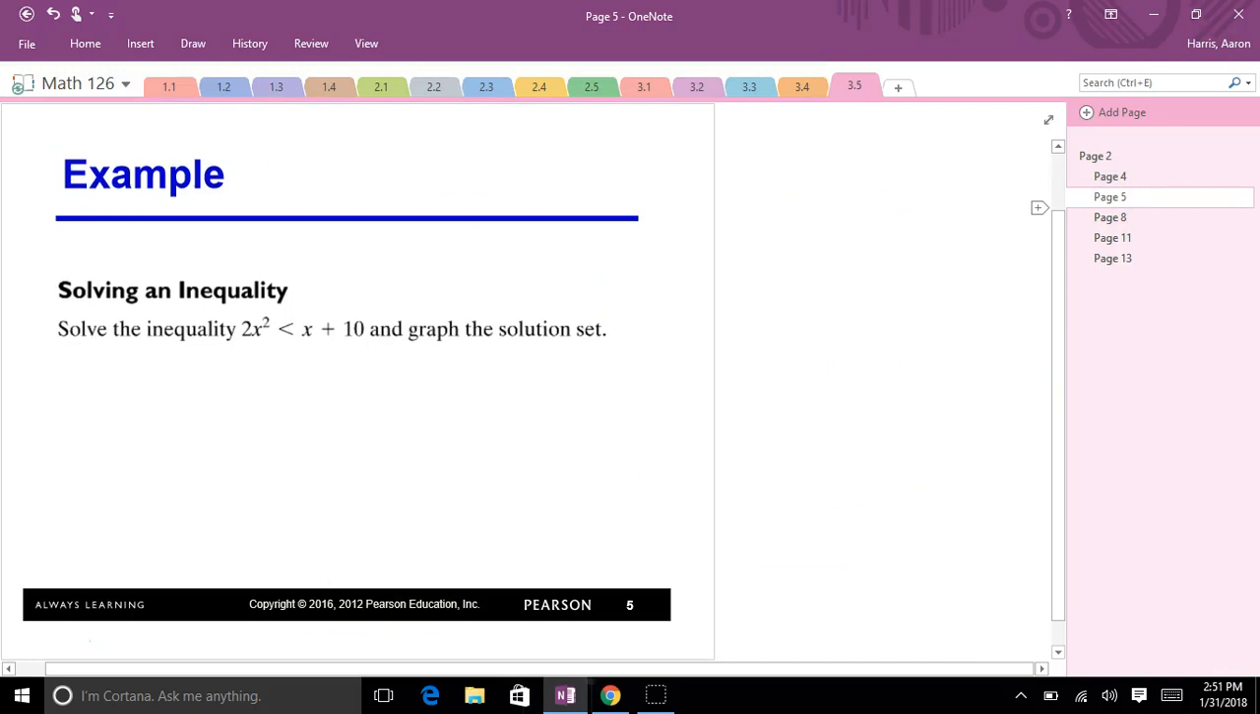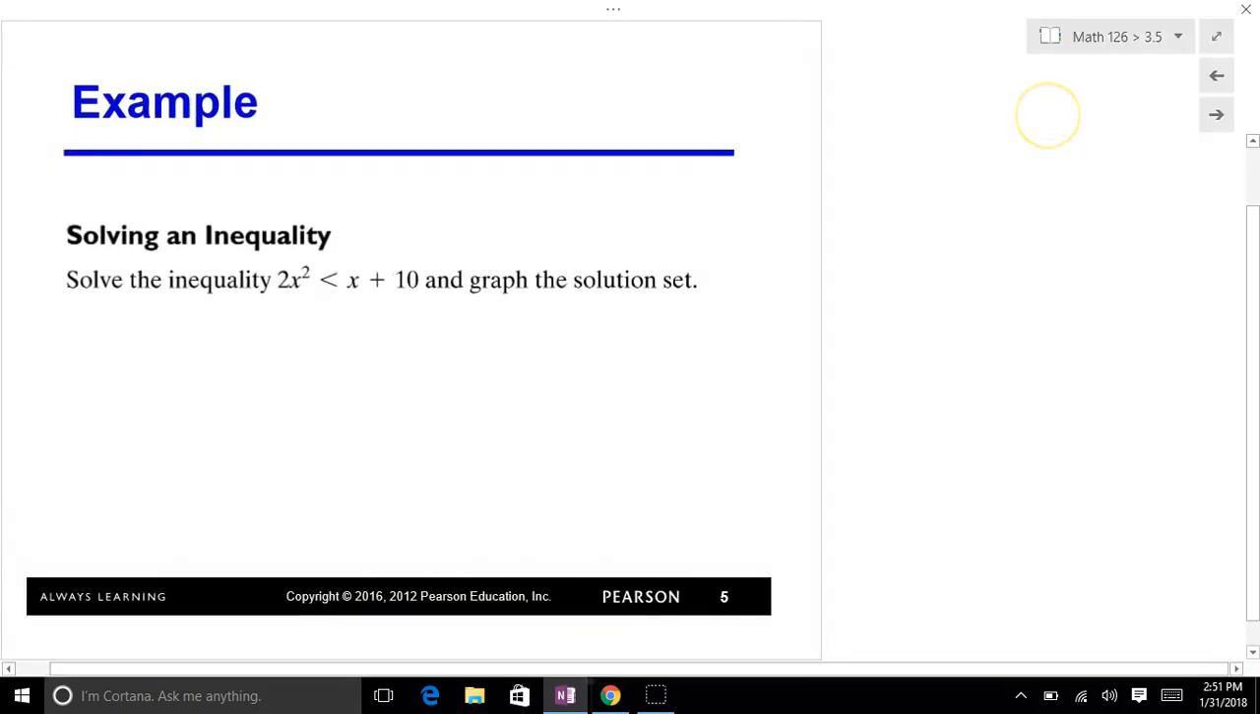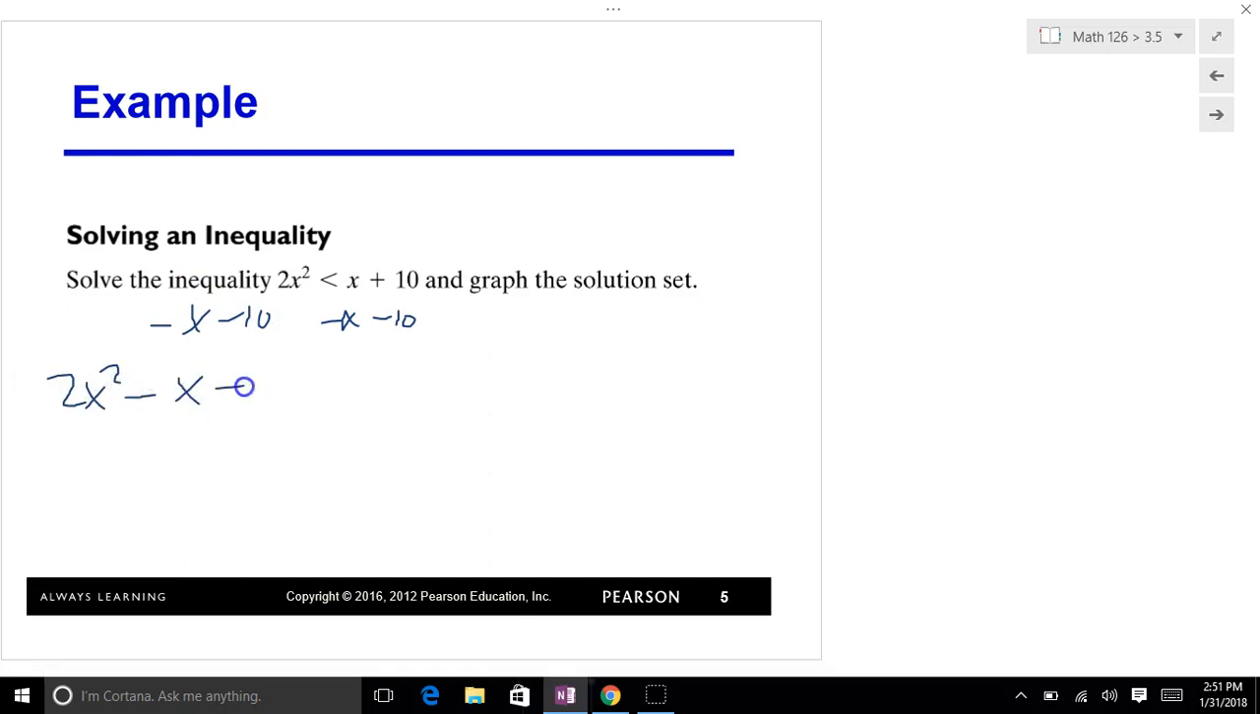Let's do some algebraically now. So now let's have 2x squared is less than x plus 10. The first step is you've got to get one side equal to 0. So subtract x, subtract 10 from both sides, and we've got 2x squared minus x minus 10, and it's got to be less than 0.